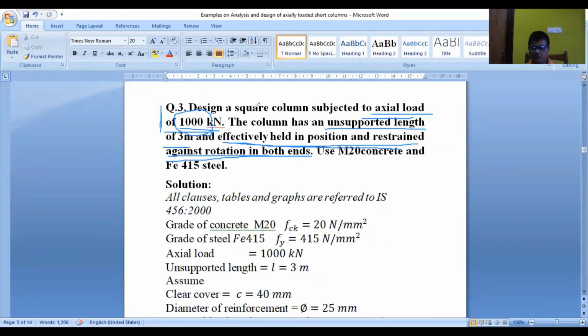Now it is not given in the question whether it is a short column or long column. You see, design a square column. So first you have to decide whether it is a short column or long column, then you have to design. If it is written design a short column, then you don't calculate. But if nothing is written here, then you have to first confirm whether it is a short column or a long column. Now write all this data that is given in the question.